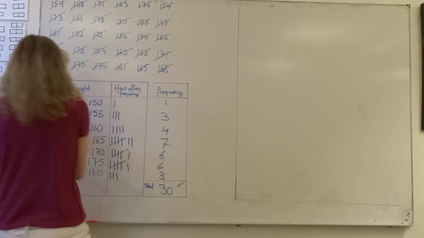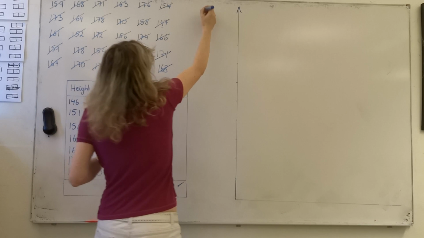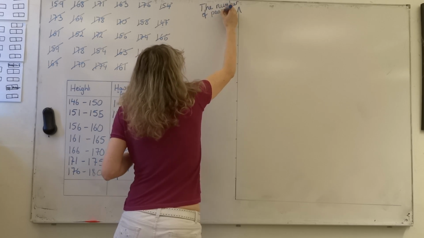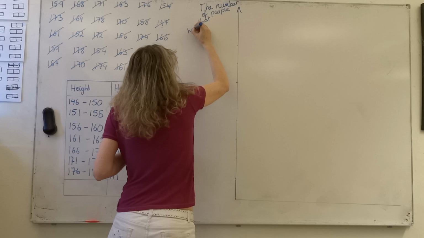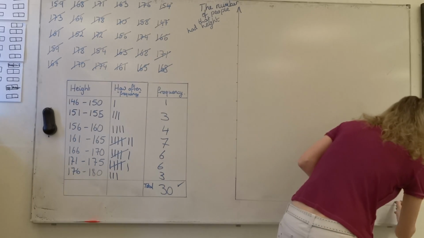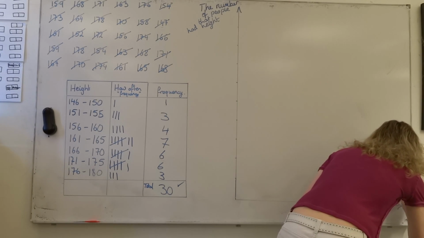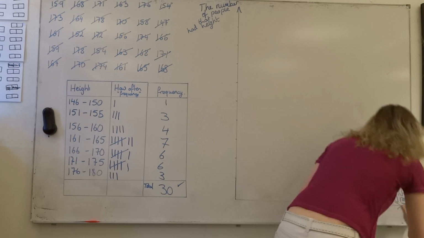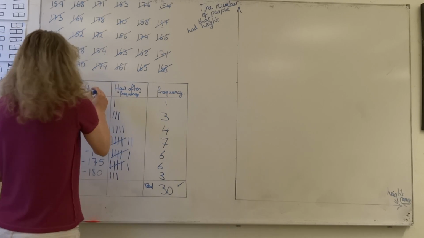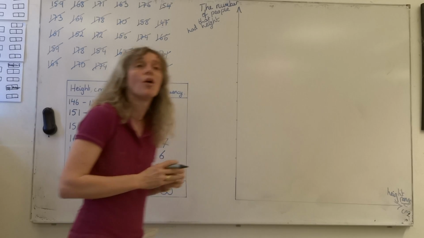What would be sensible to put here? Well, I think the sensible one to put on my y-axis would be the number of people that had that height. Okay? And the sensible one to put on the x-axis, the horizontal one, would be the height range. And notice that I'm using the word range because it's not one specific height. It's a range of anybody from 146 centimetres to 150 centimetres. Let's put our units here. Height range in centimetres. And even write our units on the axis.